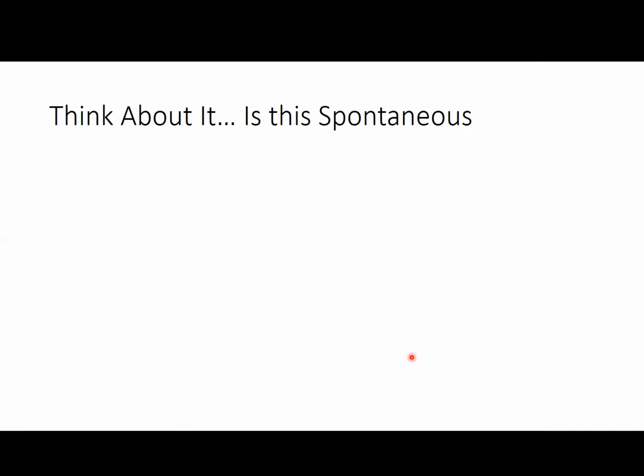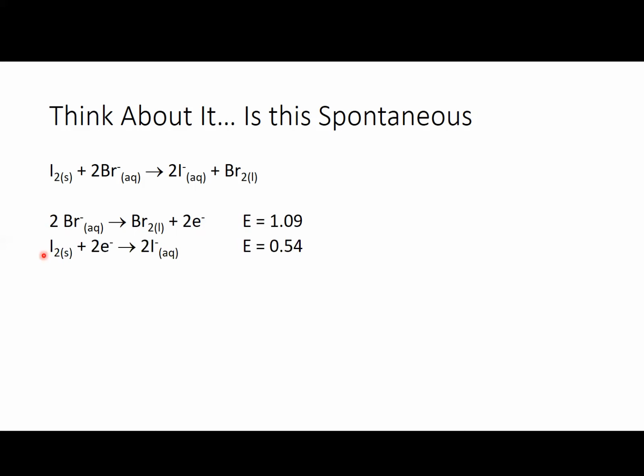So we think about this. Is this spontaneous? So I've got iodine and 2 bromides going to 2 iodides and a bromine. And for my bromine reduction potential, this is being oxidized, so oxidizing bromides to bromine is 1.09. And reducing my iodine to iodide is 0.54. So the Ecell for this is negative 0.55 volts.